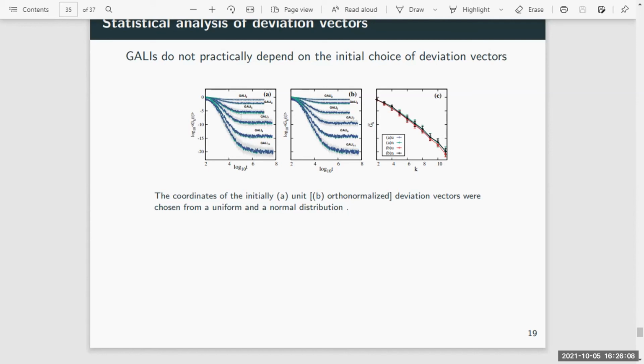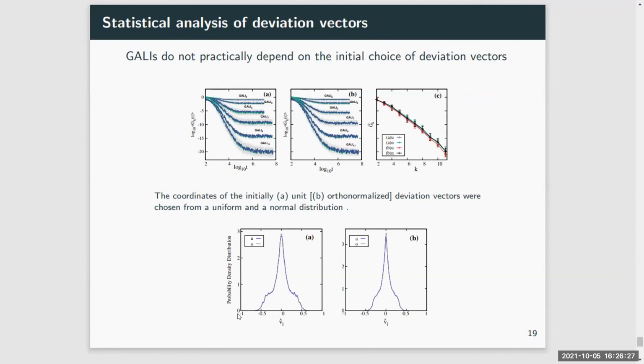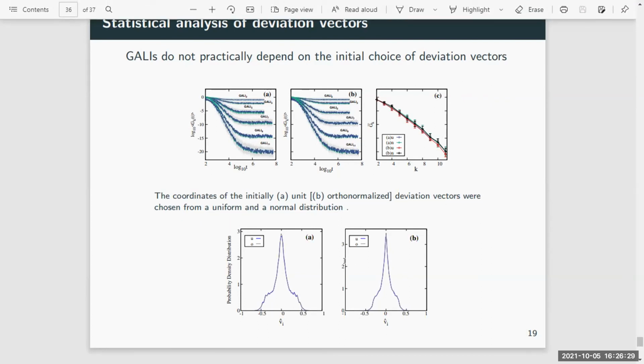What we again did was we used different distributions. We used a normal distribution and a uniform distribution. And both curves, as you can see, overlap. We also checked the probability density distribution of the coordinates, only taking GALI 11, which will be 11 initial unit or orthonormalized deviation vectors. And as you can see, they also overlap. So in both panels, the two curves practically overlap.